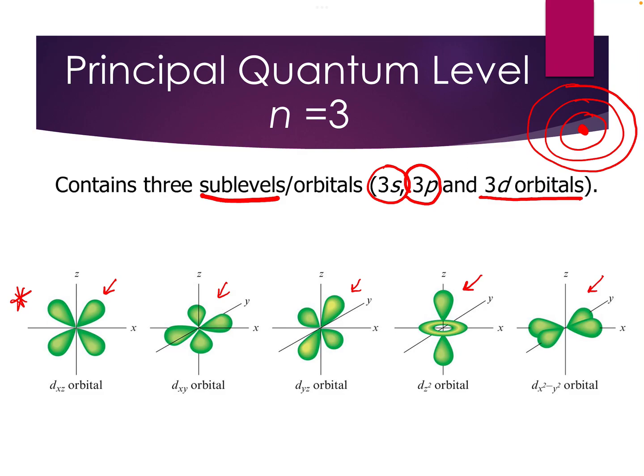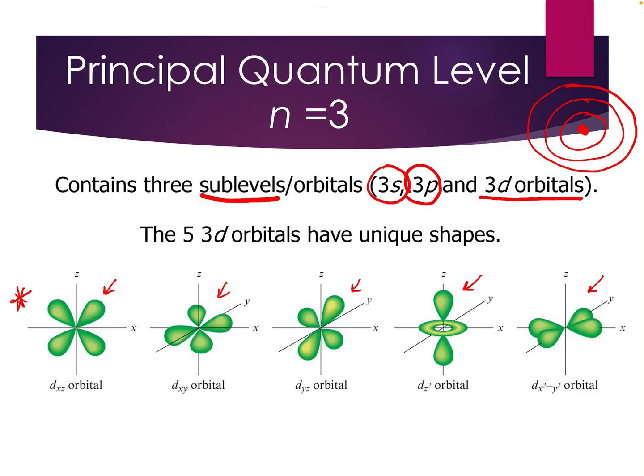I want you to know, I am not going to ask you to draw any of these at any time. Okay. When you're doing your homework, you may have to identify whether something is an S, a P, a D, or an F, but I'm not going to make you draw them. So please do not spend your time trying to draw double dumbbells and a dumbbell with a donut. I just want you to be able to recognize what a P orbital looks like versus a D.